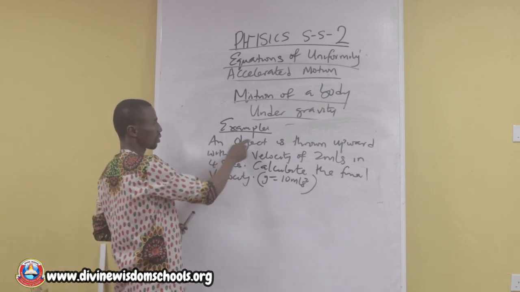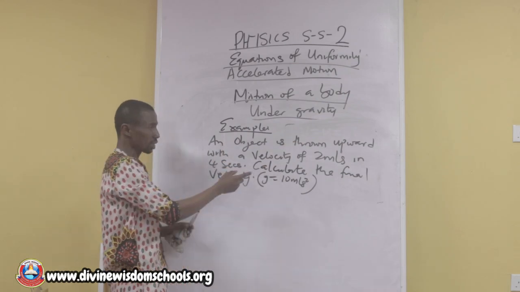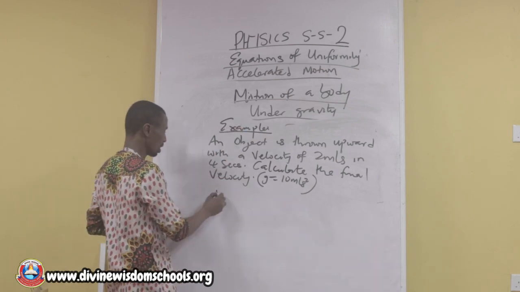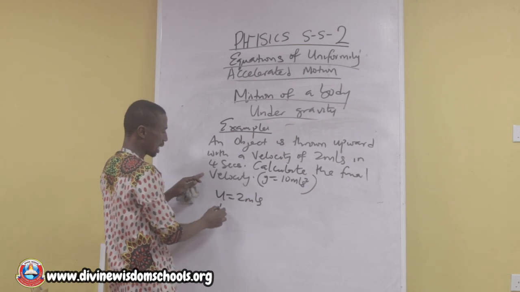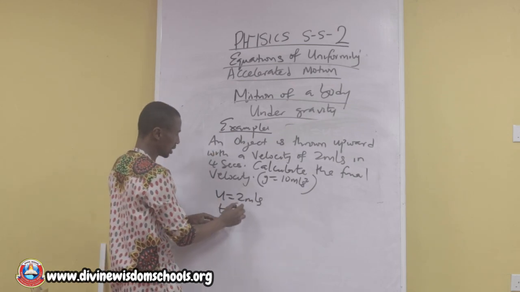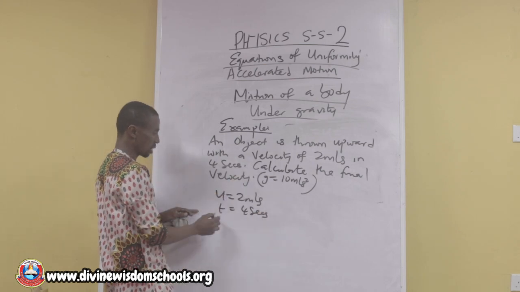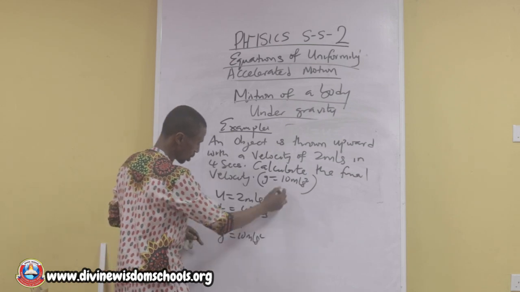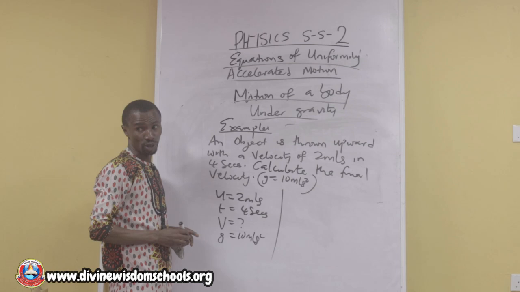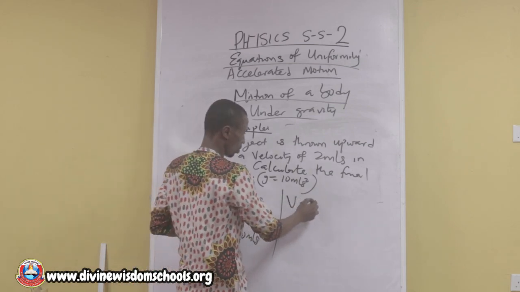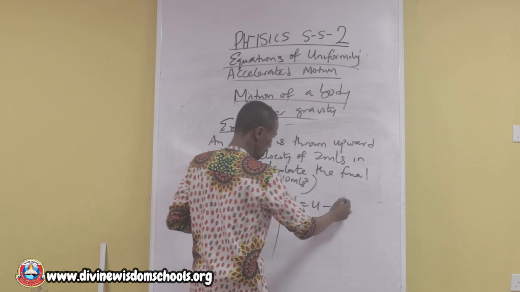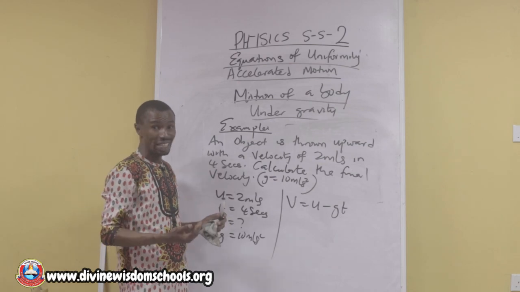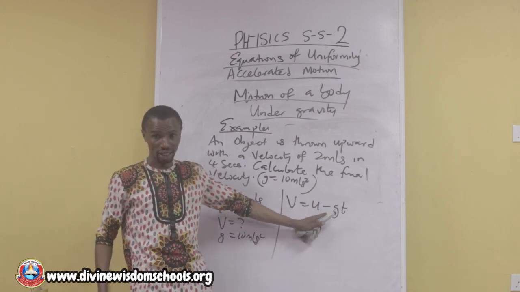So, first of all, they said an object is thrown upward with a velocity of 2 meters per second. That means the velocity at which the object ascends that height is u, which is 2 meters per second. And the time in getting to that certain height is 4 seconds. We also calculate the final velocity, which is v, and they gave us g equals 10 meters per second squared. So, from the three equations of motion under gravity, we can use v equals u minus gt. Why are we using minus? Because they said an object is thrown upward, so the object is moving against gravity. That's why this negative sign is written.